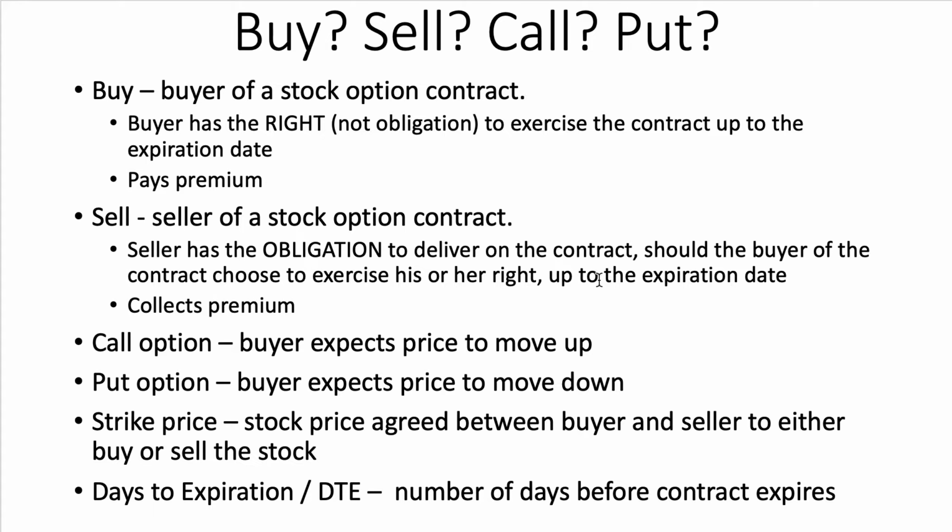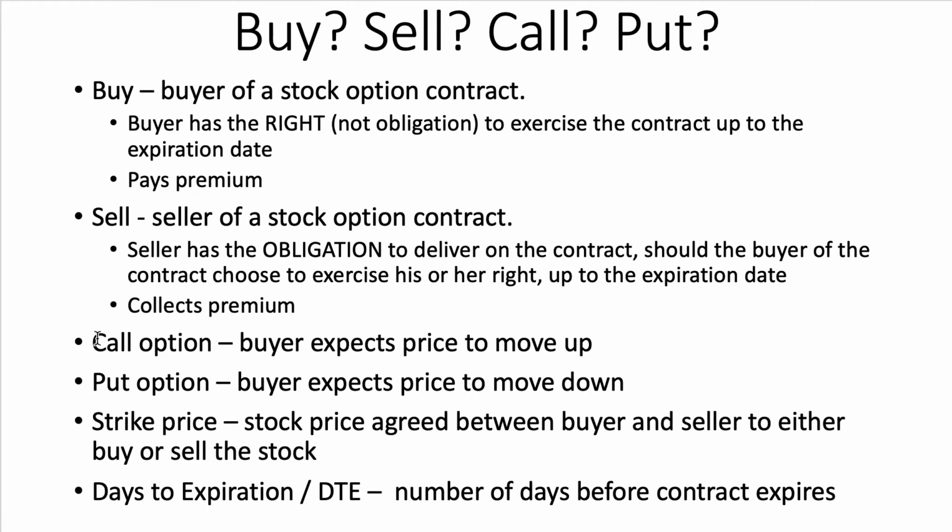And again, it depends on what kind of option style, American or European. In this case, the American style, you can do it anytime between the date you buy the contract all the way up to the date of expiration. The seller of the contract, because he or she has the obligation to deliver on the contract, will collect a premium. So the buyer pays the premium, the seller collects the premium. And the premium is basically just a fee for this contract.